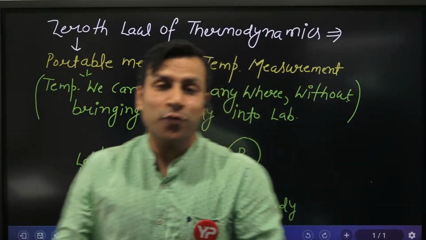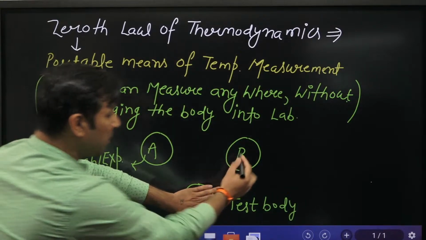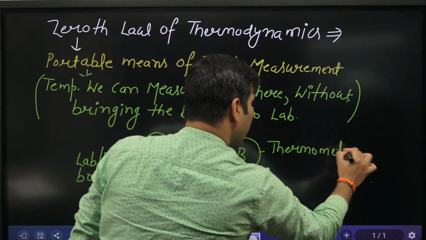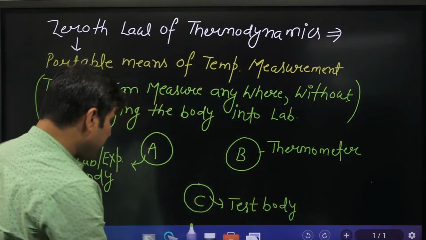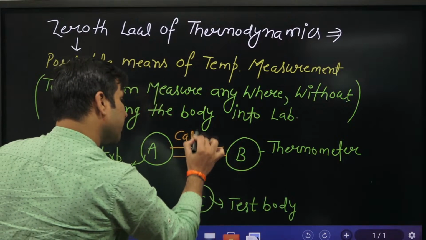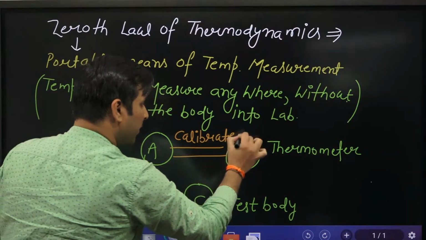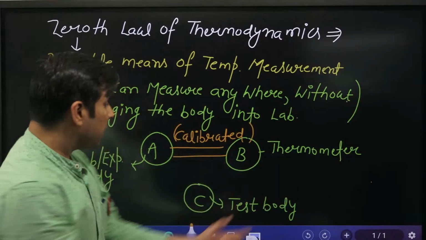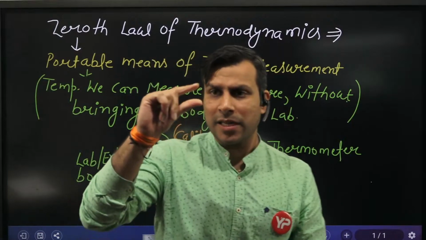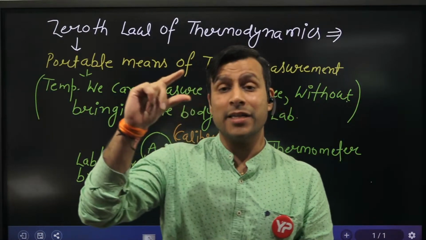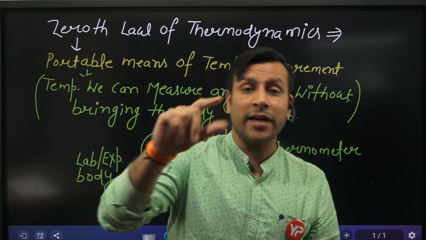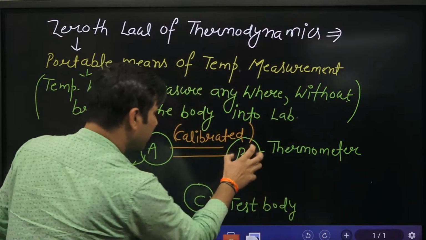How can you measure? For that, B is known as the thermometer. This is your thermometer, and this B is calibrated with A, guys. This is what we call calibration. Now we know that if we have this much height rise, mercury rise of the thermometer, this is the temperature. If this is the EMF we are getting, this is the temperature. So we calibrated this B with A.